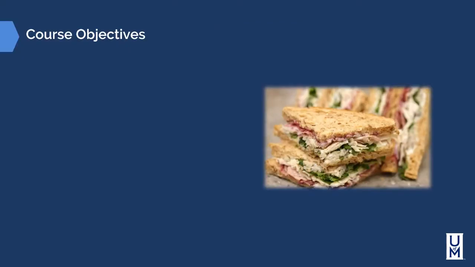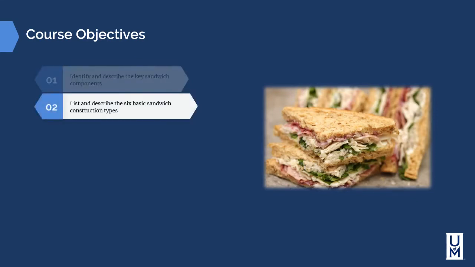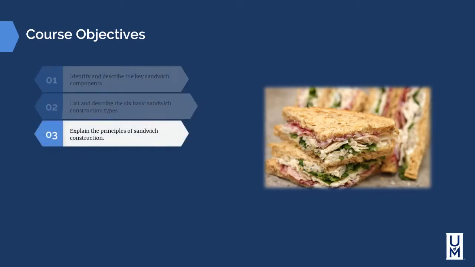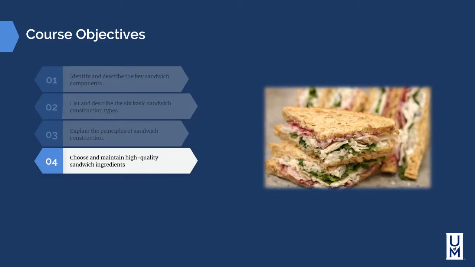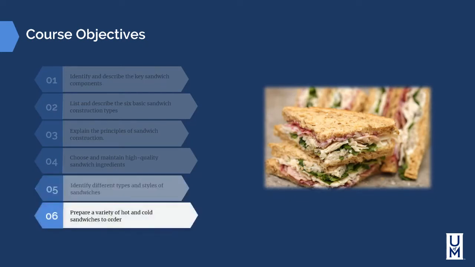The objectives for this module consist of: identify and describe the key sandwich components, list and describe the 6 basic sandwich construction types, explain the principles of sandwich construction, choose and maintain high-quality sandwich ingredients, identify different types and styles of sandwiches, and prepare a variety of hot and cold sandwiches to order.